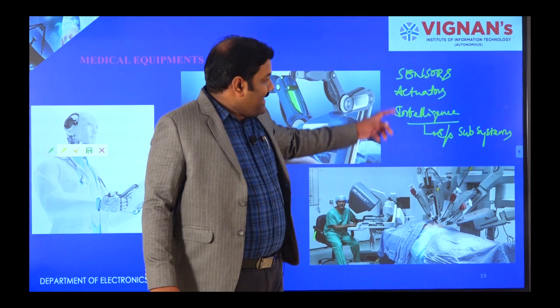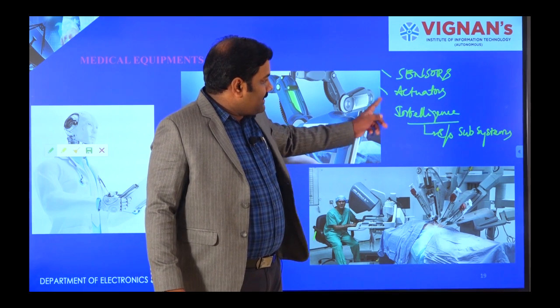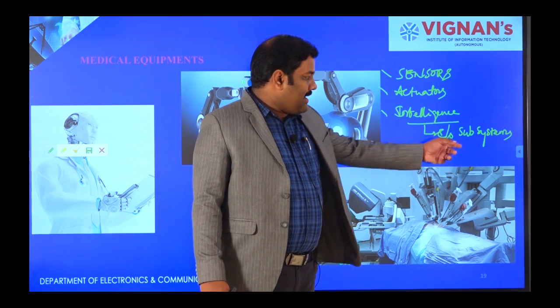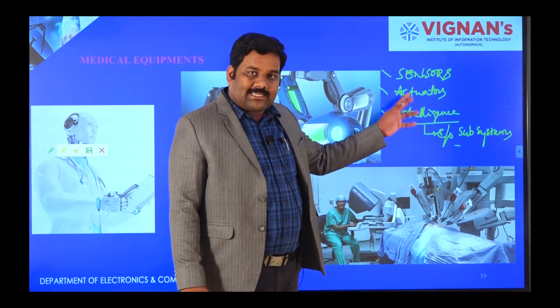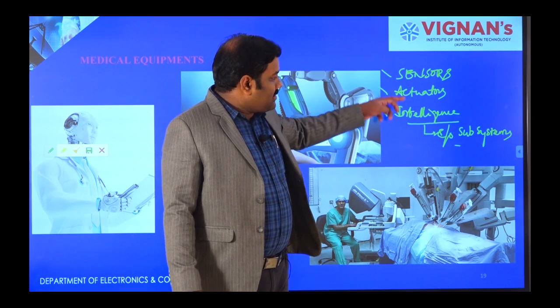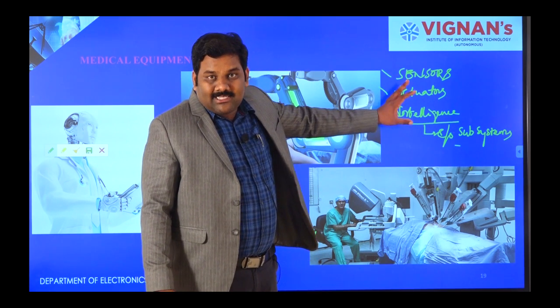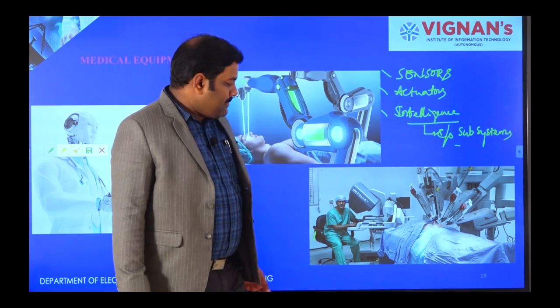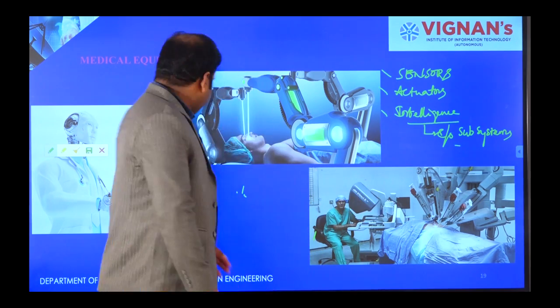Any device having sensors, actuators, and intelligence. Intelligence is nothing but, by using some IO subsystems, we will provide the intelligence and interface between sensors and actuators. Then this particular system is known as an embedded system. This is what it is.